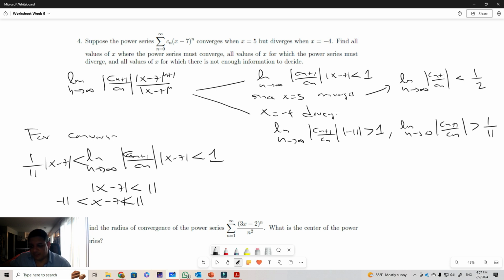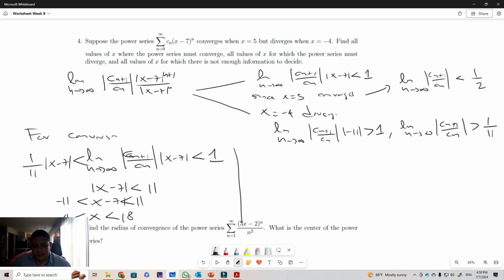And so this means that x is bigger than minus 4 and less than 18. And so at this point, I have that at least this is a possible interval of convergence. This is what the inequality is giving me.